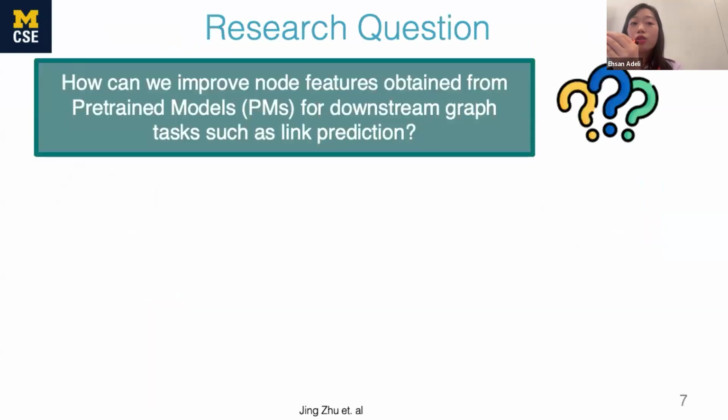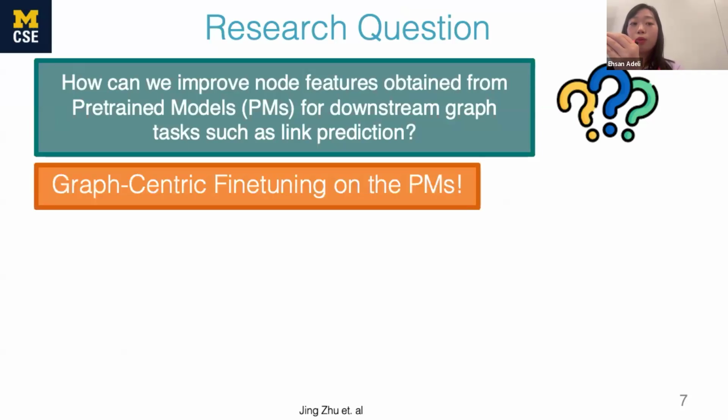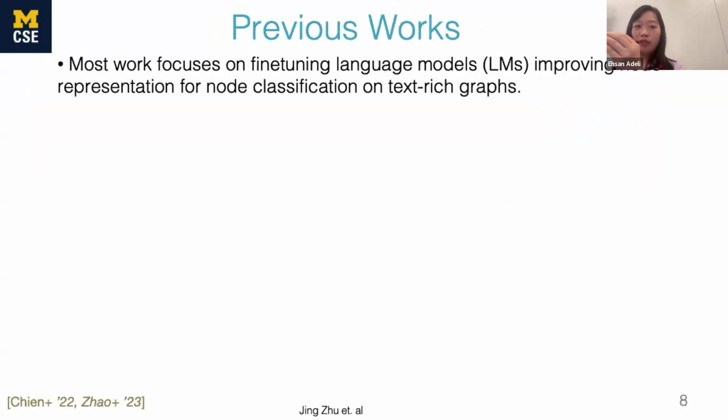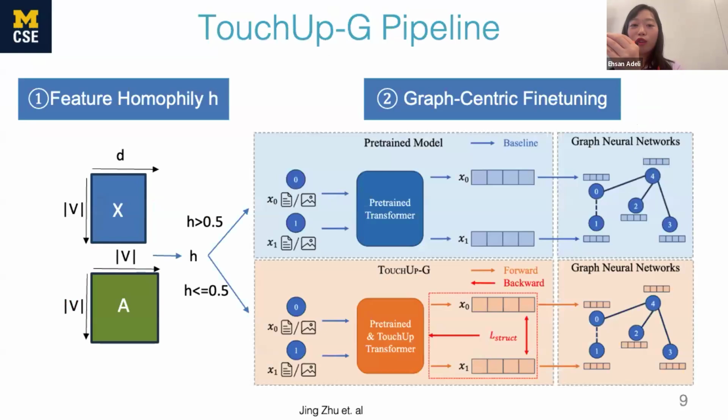And so the key research question that we want to solve in this paper is how we are going to improve the node features from the pre-trained models, such as vision transformers, for downstream tasks such as link prediction. To solve this problem, we propose the graph-centric fine-tuning method on the pre-trained models. This method is agnostic to any type of pre-trained model, and we prove it works for BERT, ViT, etc.